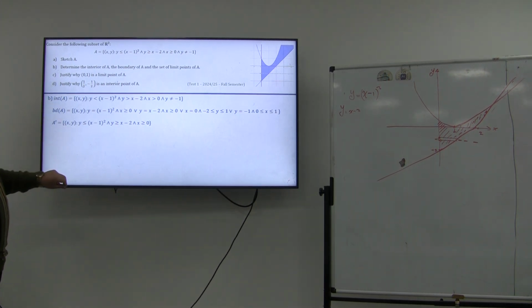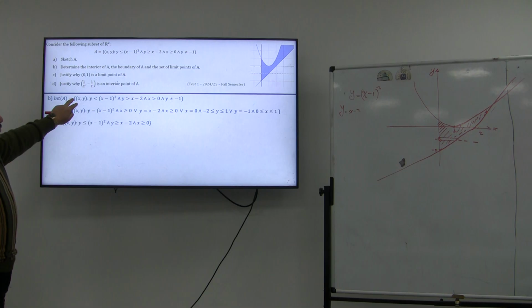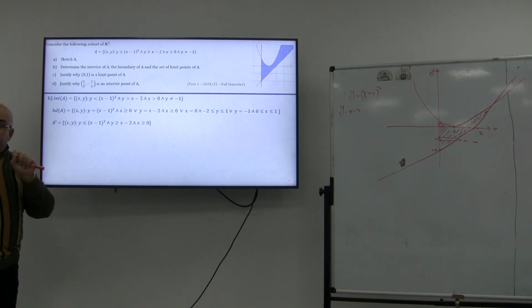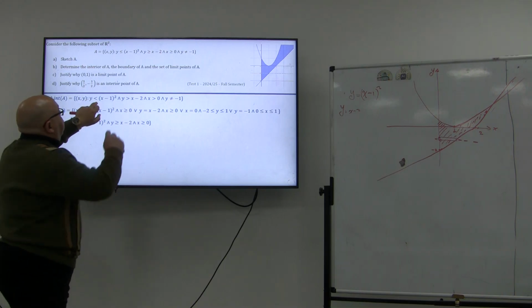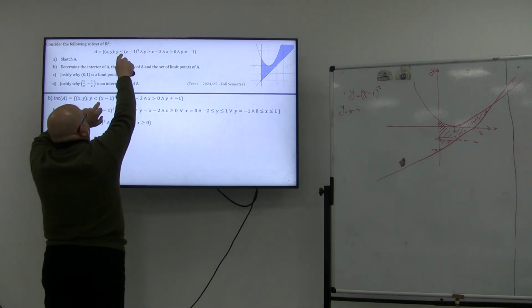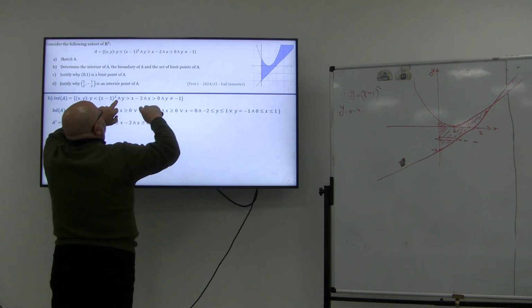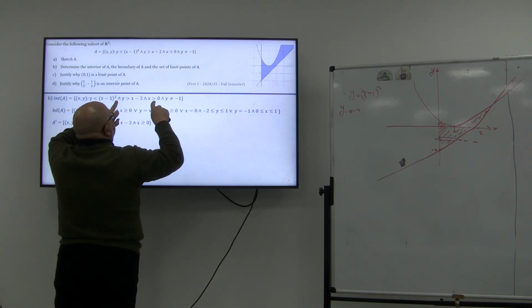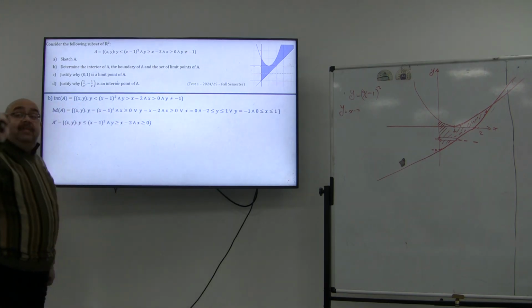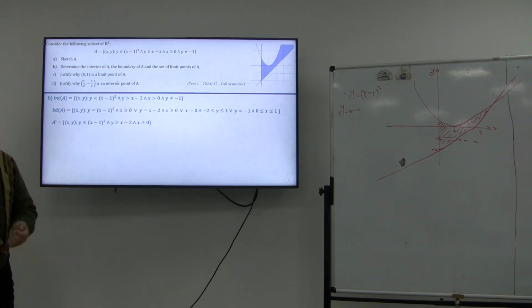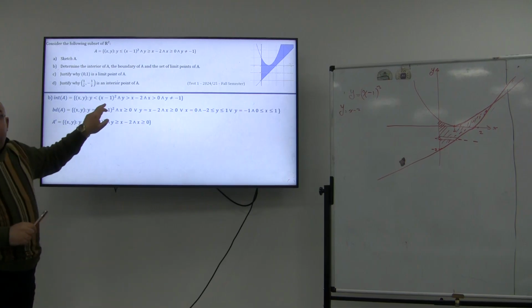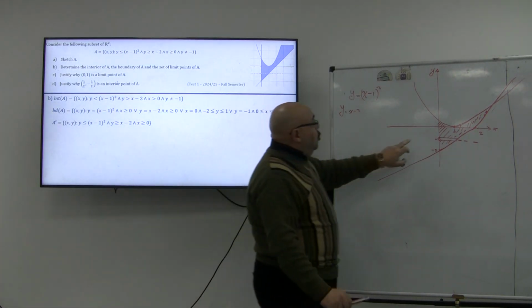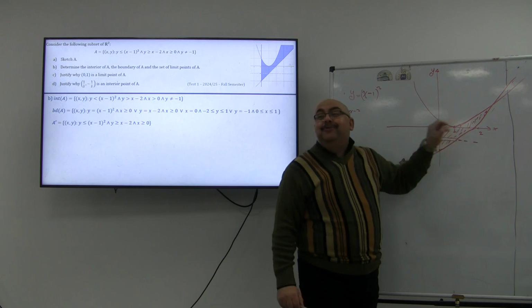Determine the interior of A, so the interior points would be without the boundaries. So it's simply y less than, instead of less than or equal, it's less than (x minus 1) squared, and y greater than x minus 2, and x is greater than 0, and also y doesn't equal -1. That's the interior. If you remark, the interior doesn't contain the boundary. So all the boundaries are not with you.